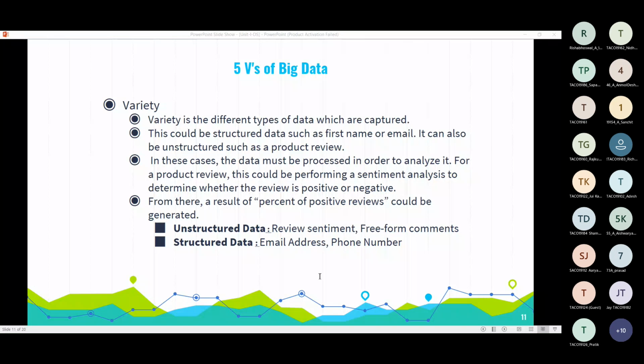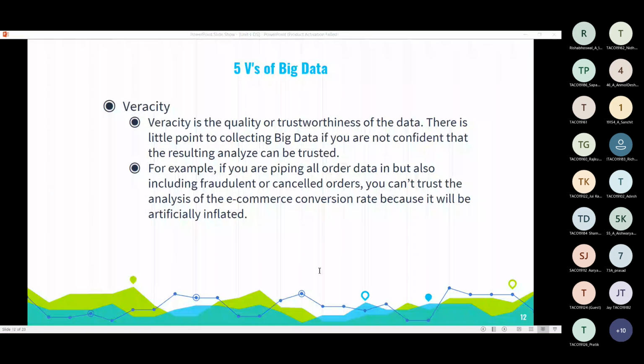Now let's move ahead and see the last V of data, which is veracity. Now, what is veracity? Veracity is the quality or trustworthiness of the data. Please remember the terms: quality or trustworthiness of data. There is little point in collecting big data if you are not confident that the resulting analysis can be trusted, right? So veracity is the quality or trustworthiness of the data.